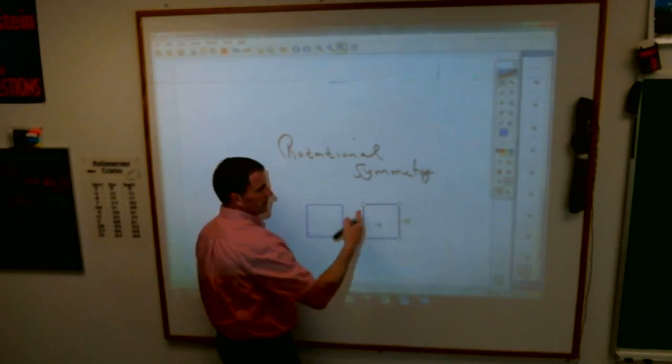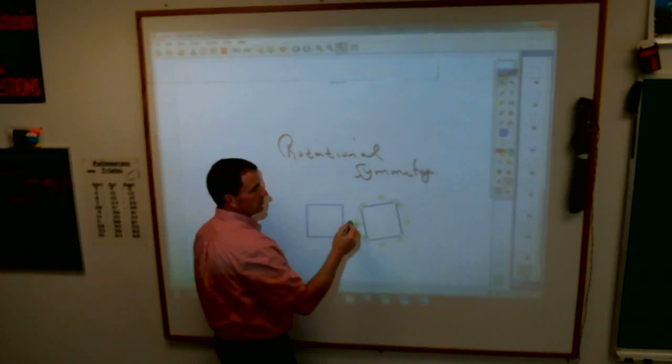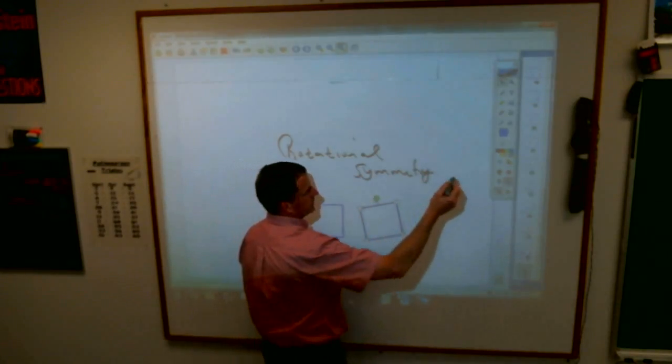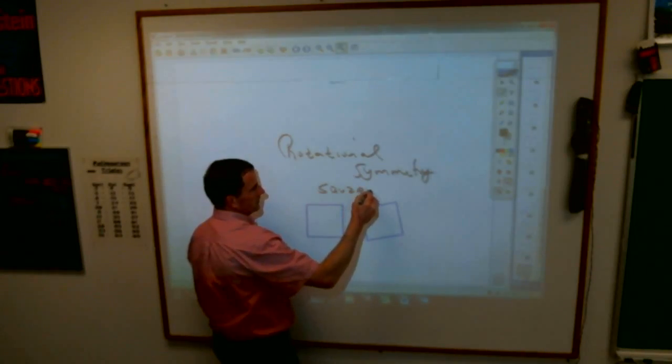See, this one I only had to do a quarter turn. It does it again at a half turn, again at three-quarters of a turn, and at a full turn. A square has rotational symmetry.